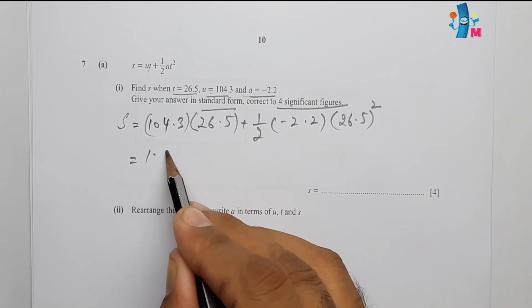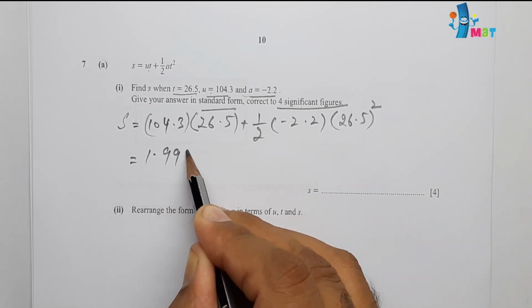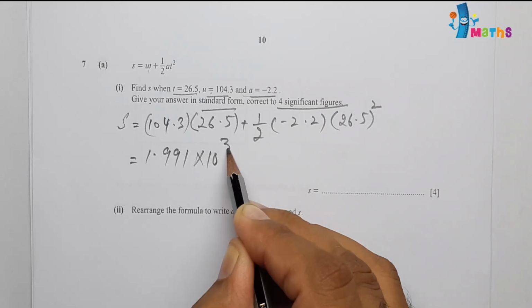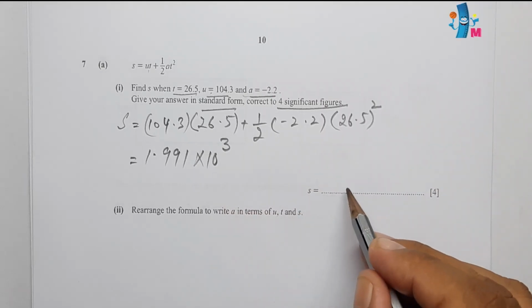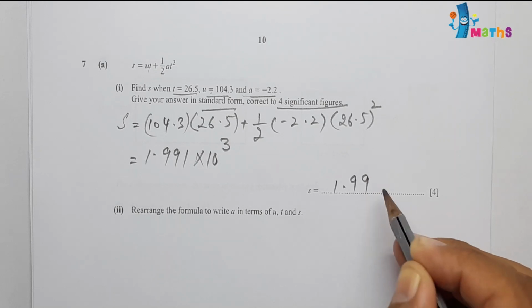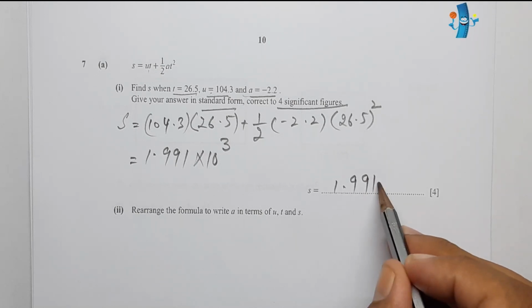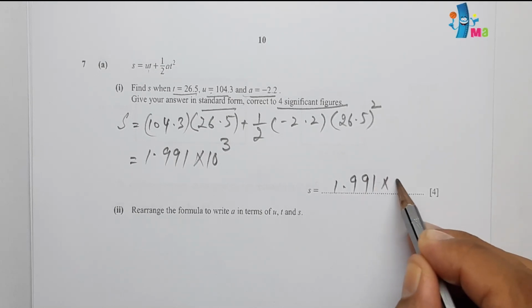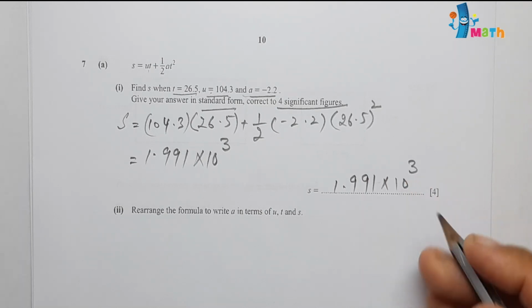It will be 1.991 into 10 raised to the power 3. So the answer will be 1.991, because 4 significant figures, into 10 raised to the power 3.